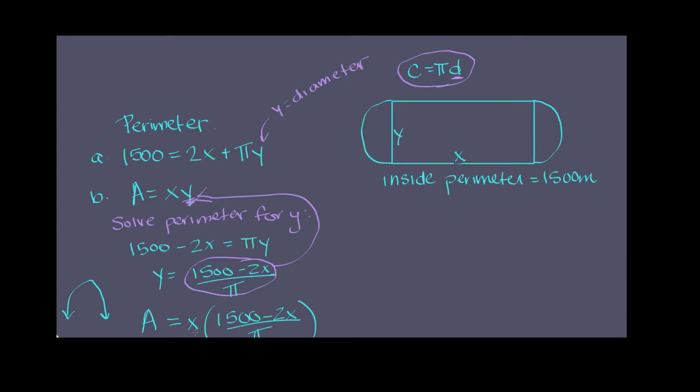So x could possibly be 0. That's obviously not going to help us maximize our area. But the other x-intercept is going to be whenever this factor equals 0. Well, this factor is going to equal 0 when x equals 750. If you're not sure how I did that, I really just set 150 minus 2x over pi equal to 0 and solved. So a reasonable domain is going to be something that encompasses 0 to 750.